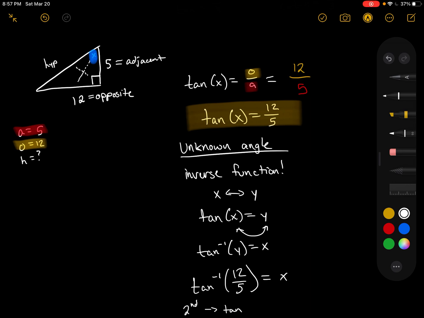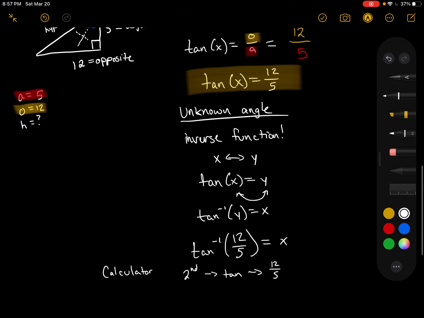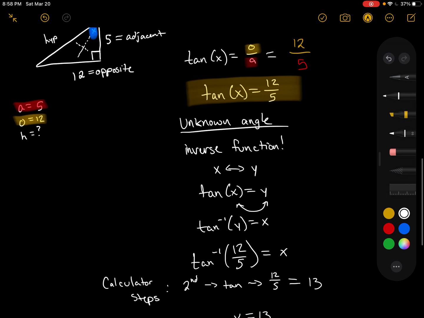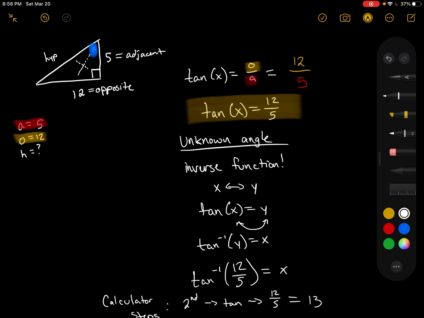So if we're doing this in our calculator, we'd hit that second button. We would next hit the tangent button, and that would give us tangent to the negative first. We would then punch in 12 over 5, and then we would hit enter. And when we do that, the calculator would give us, all right, this is calculator steps off to the side here. Calculator steps in that order, it's going to give us an answer of 13. And that's actually the answer, x equals 13.